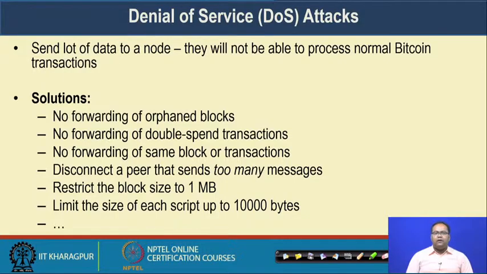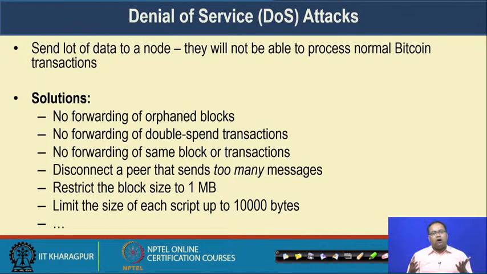To solve this kind of denial of service attack, Bitcoin has a set of rules. You do not forward orphan blocks. An orphan block means a block which has been forked from the main chain. So, if a block does not belong to the main chain, which is the longest blockchain, you do not forward those blocks. Then do not forward double spend transactions. If you have found out that a transaction has already been forwarded, you do not forward it further. Then do not forward the same block or transaction twice. Then disconnect a peer that sends too many messages. If a peer sends you too many messages or too many transactions, then you disconnect that particular peer.